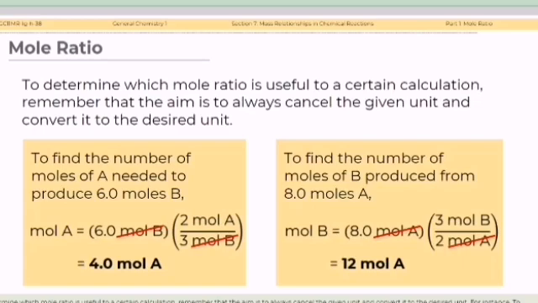Simplifying, we get 4 moles of A. On the other hand, to find the number of moles of B produced from 8.0 moles of A, the moles of B equals 8 moles of A times 3 moles of B over 2 moles of A. Canceling the unit of moles of A, we are left with a unit of moles of B. By simplifying the equation, we get 12 moles of B.